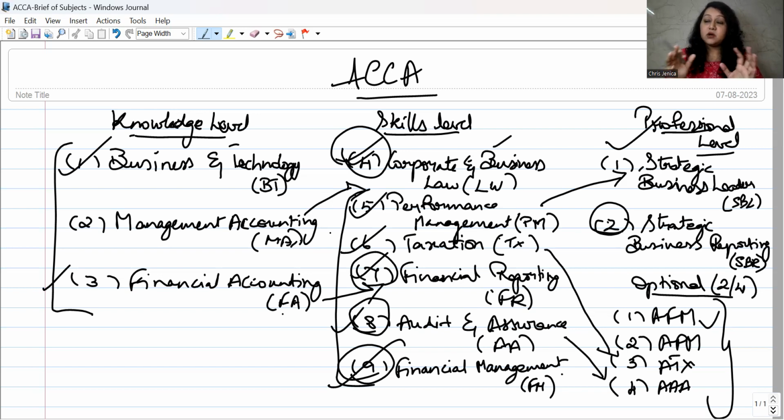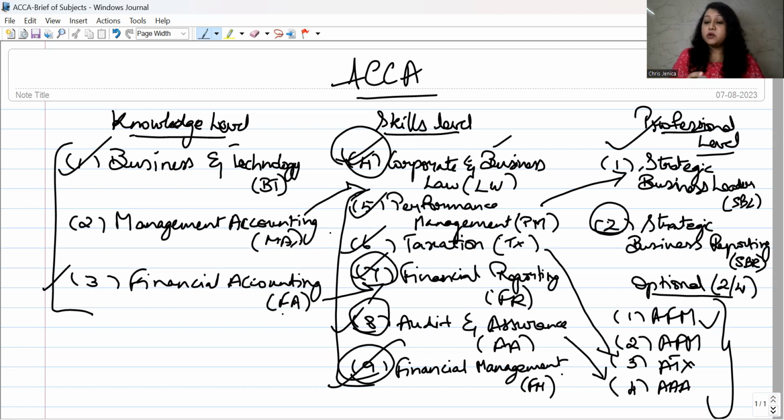Now, with these 5 papers, performance management to FM, the best way in which you can club for one particular exam sitting would be PM and FM together or FR and AA together, because you will be using the same kind of knowledge for both. Then taxation you can combine with anything because it's going to be separate, or you can even appear for it separately altogether. Then, now coming to professional level, see what was the last paper you appeared for in your skills level.